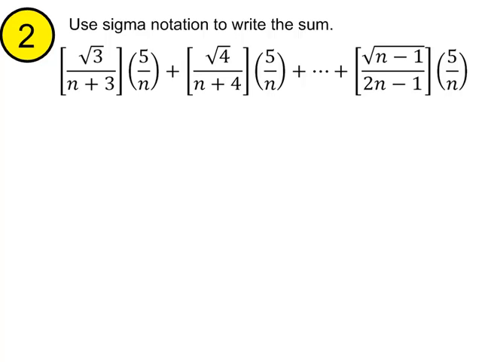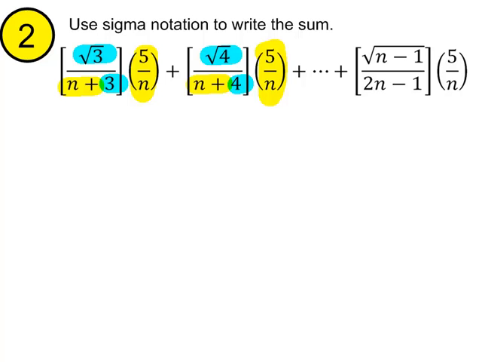So for this exercise, the series is written out in long form here, and we're to write it in sigma notation, aka summation notation. And we want to start by really just focusing on what's changing and what's not changing from term to term. We can see that this 5 over n is not changing. We can see that on the bottom, we see n plus, that is not changing. What is changing is that root 3, root 3, root 4, root 4.